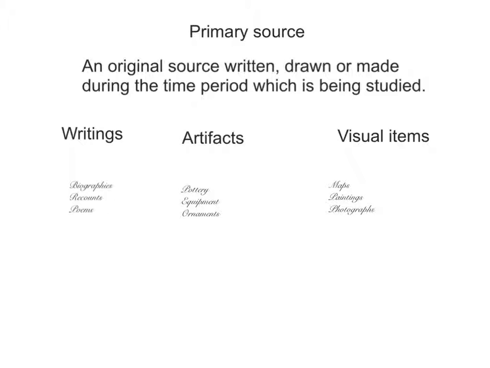Primary sources. Primary sources are any original sources, written, drawn, or made during the time period which is being studied. Some examples are writings, which can include biographies, recounts, and poems; artifacts, which can include pottery, equipment, or ornaments; and visual items like maps, paintings, and photographs.